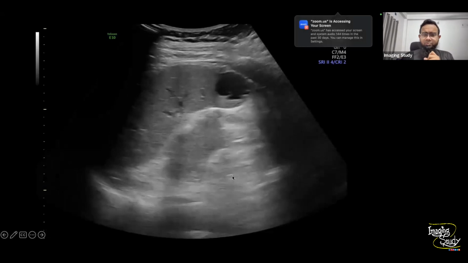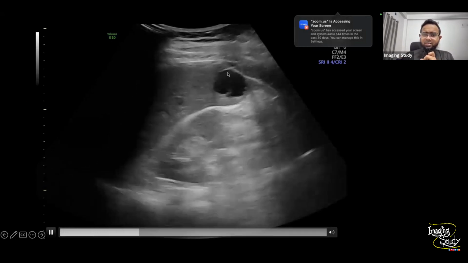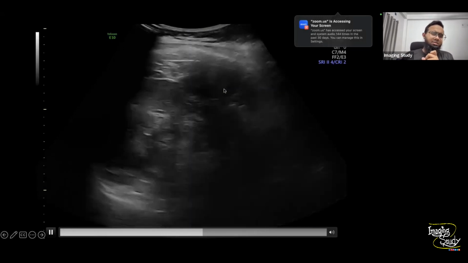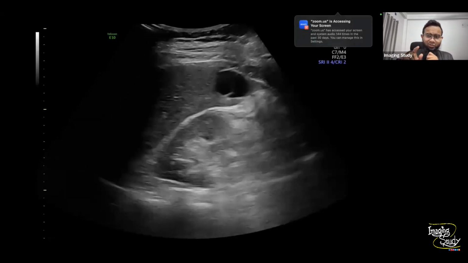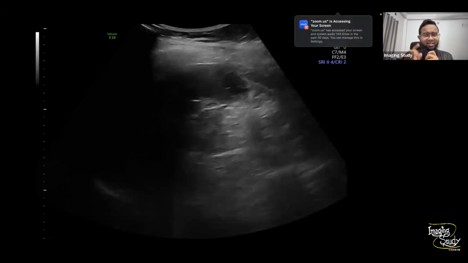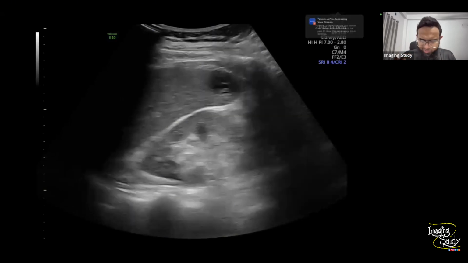So this is the diaphragm. This is the upper pole of the spleen, and this is the lower pole of the spleen. So here on the lower pole, you can see a cystic lesion, but this cystic lesion is showing something inside. Whenever we see something inside a cystic lesion in liver, kidney, or spleen, we get some differentials.